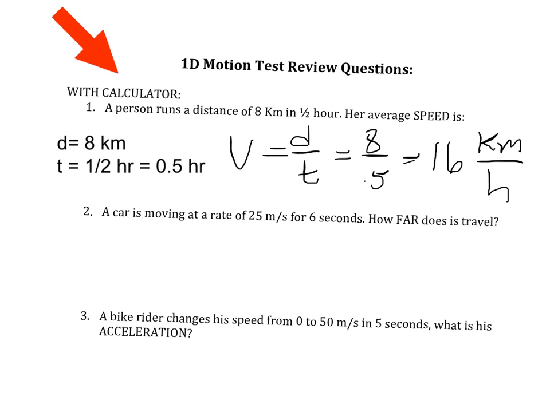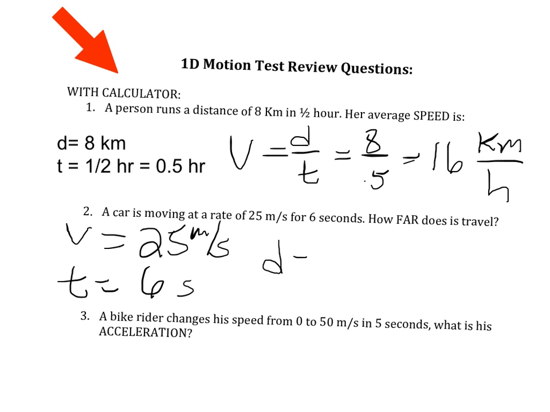For number two, a car is moving at a rate of 25 meters per second for 6 seconds. How far does it travel? So 25 meters per second, is that a velocity, a distance, or a time? It's a velocity, so you're going to plug in 25 meters per second. 6 seconds is your time. So to find your distance, you're going to do velocity times time. So I get 25 times 6, 150 meters.